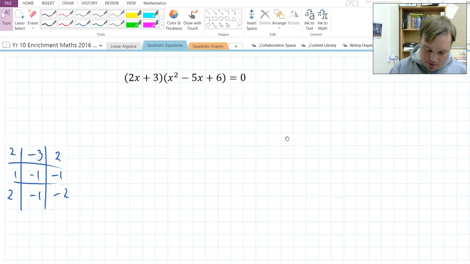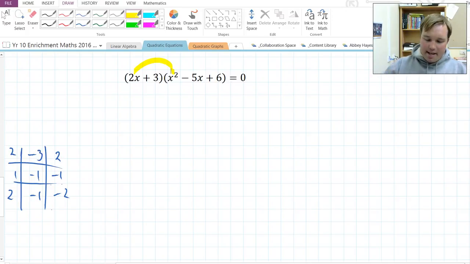Now, lastly here, looking at this one, the first thing you might notice is actually it's not a quadratic. And it's not a quadratic because if I multiplied that by that, I'd end up with an x to the power of 3. x to the power of 3 is called a cubic. It's the next one up. But the same logic applies.